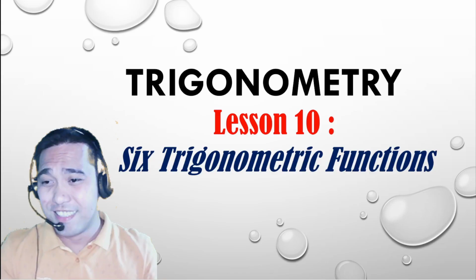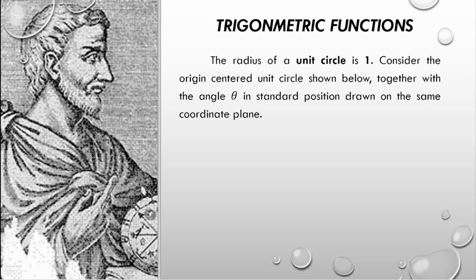In this video lesson, we are going to discuss finding the trigonometric functions of a certain angle given a point on the Cartesian coordinate plane. The radius of a unit circle is 1.